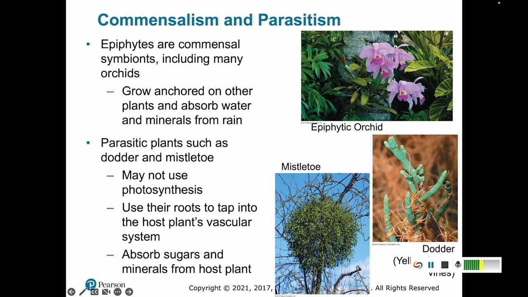Epiphytes, we've mentioned orchids before. Epiphytes are commensal symbionts. So they grow anchored on other plants, and they'll absorb water and minerals from the rain. Then there are parasitic plants like dodder and mistletoe. They might not use photosynthesis. They just use their roots to tap into the plant's vascular system and absorb sugar and minerals from the host plant. So as romantic as it might be at Christmas to take some mistletoe and hang it up, that's actually a very parasitic plant.